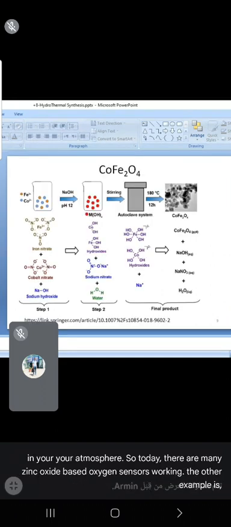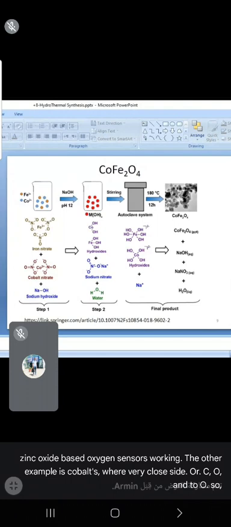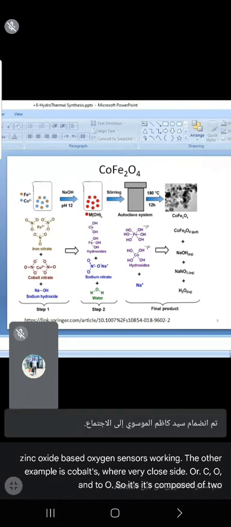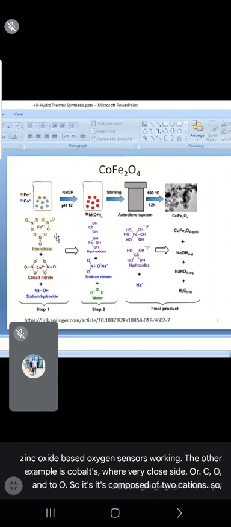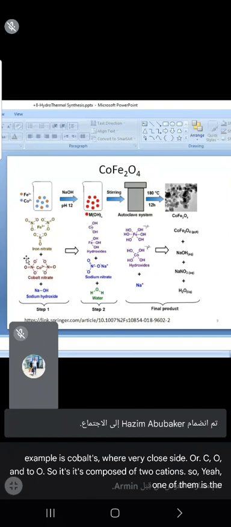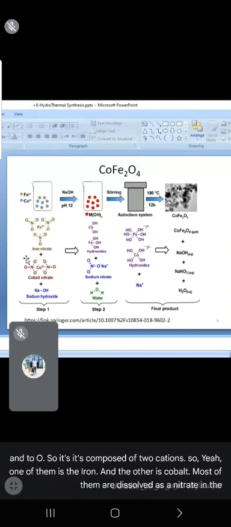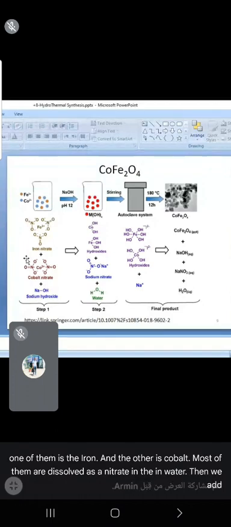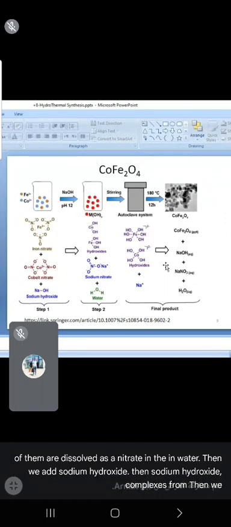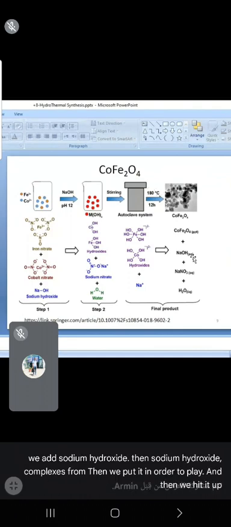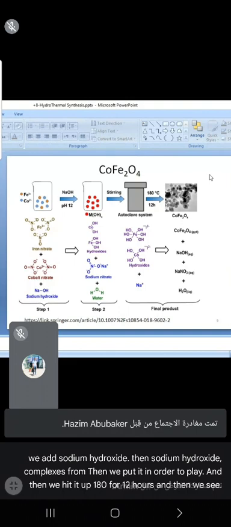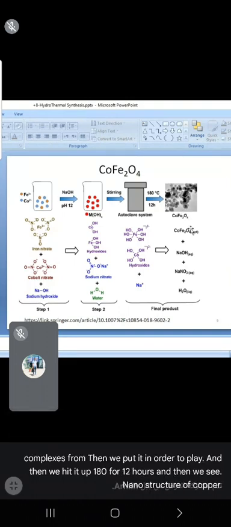The other example is cobalt ferric oxide, or CoFe2O4. It is composed of two cations, one of them is iron, and the other is cobalt. Both of them are dissolved as a nitrate in the water. Then we add sodium hydroxide, and sodium hydroxide complexes are formed. Then we put it in an autoclave, and we heat it up to 180 for 12 hours, and then we receive nanostructures of copper iron oxide.